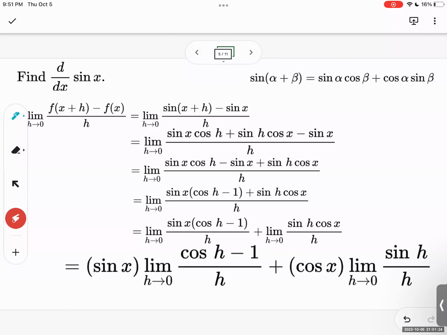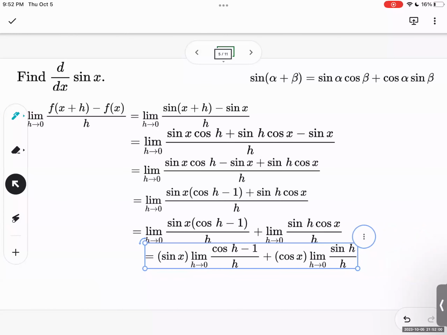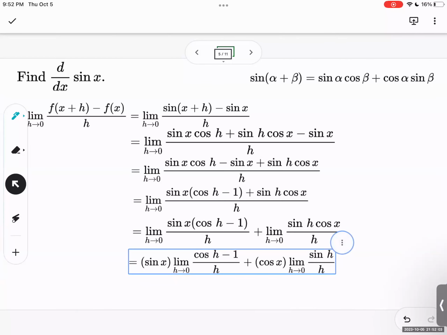Sine x does not depend on h. So in terms of the limit, sine x is a constant. It does not depend on h. So we can pull the sine x outside of the limit since it does not depend on h. For this limit, similarly, we have cosine x, which does not depend on h, so we can pull the cosine x out in front of the limit. So this is the limit we are going to focus on.